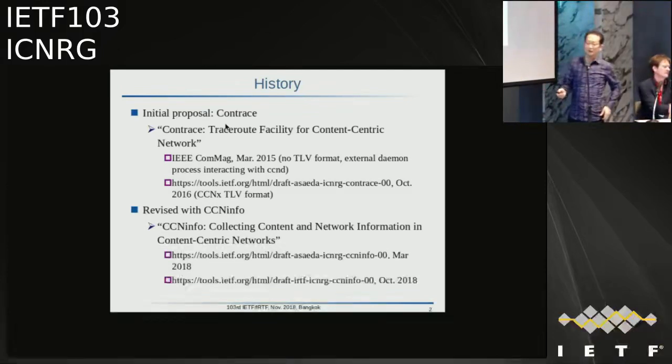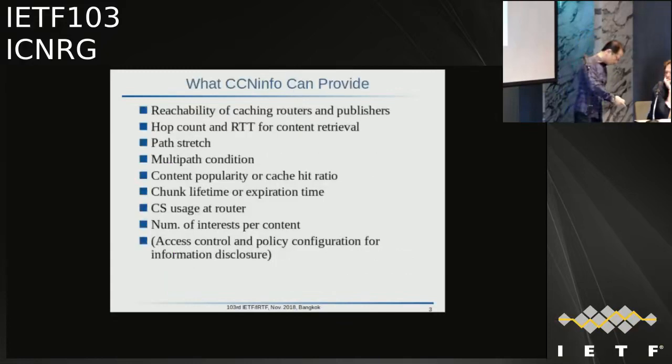Okay. So we published a paper with the name Contrast and submitted the same Contrast as an individual draft, and now it is revised with a new name, which is CCNInfo, because Contrast is a little bit complex and difficult to understand the real meaning. So we changed the name, and last month it was accepted as a research group draft. So this is the initial version of CCNInfo as a research group draft. So, yeah, normally yes, but it takes time.